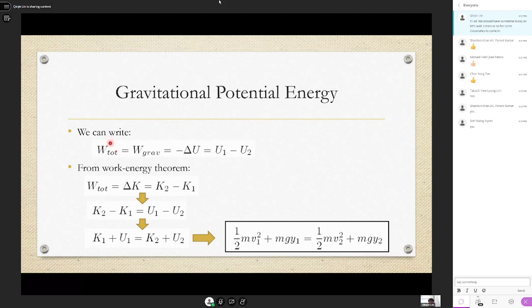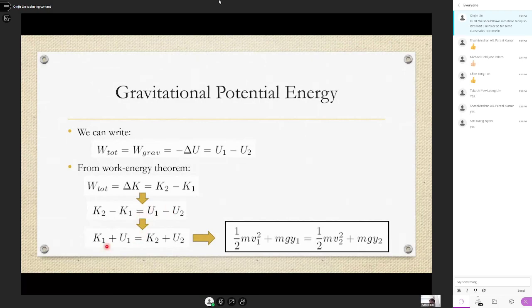So the total work done, which is the work done by gravitational force, will be U1 minus U2. U here refers to the potential energy. Then if we relate to what we learned in the previous lecture, topic 7, the work energy theorem, remember the total work done is delta K. K stands for kinetic energy. So delta K means kinetic energy at the final position minus the initial position. So it's also equivalent to this. If you equate the two together, you get K2 minus K1 equals U1 minus U2.